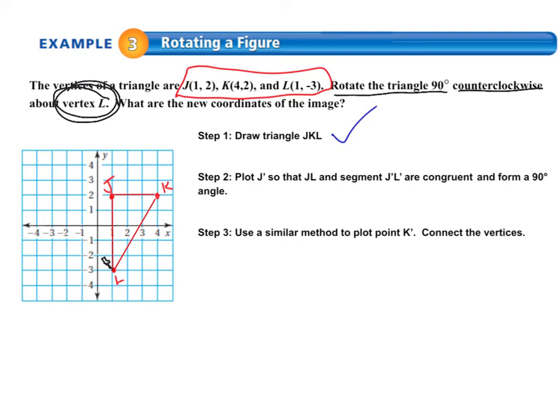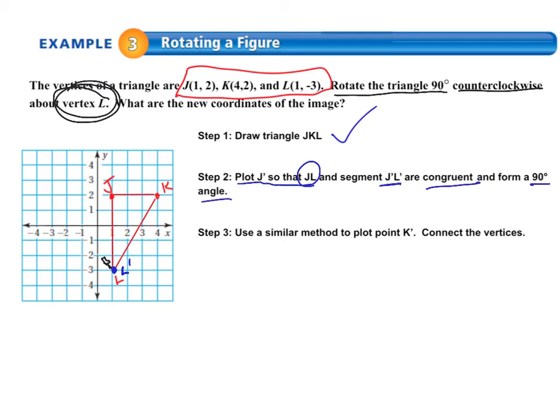So I sketched in that imaginary push pin because L is stuck. That is the center of rotation. It's like the hub of the wheel. And what that means is L prime is going to end up in exactly the same place as L. And then step 2 says to plot J prime so that segment JL and segment J prime L prime are congruent and form a 90-degree angle.